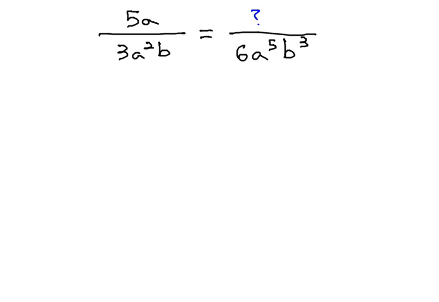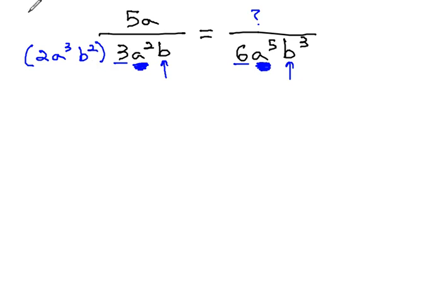To build up a denominator, we need to multiply it by any factors that might be missing in that denominator. To go from 3 to 6, we're missing a factor of 2. With the a's, to go from a squared to a to the 5th, we need 3 more a factors, a cubed. Similarly, to go from b to b cubed, we need 2 more b factors, or b squared.